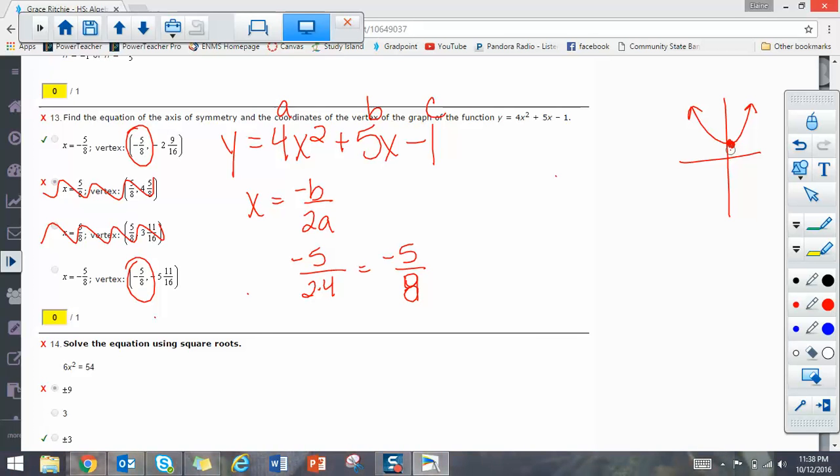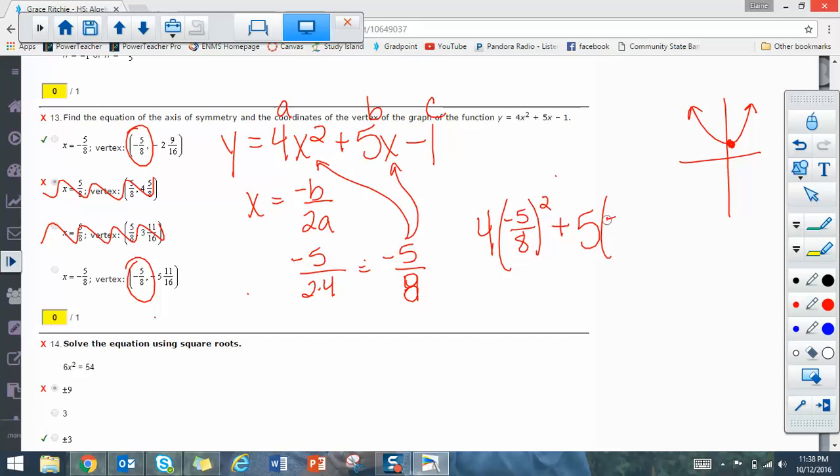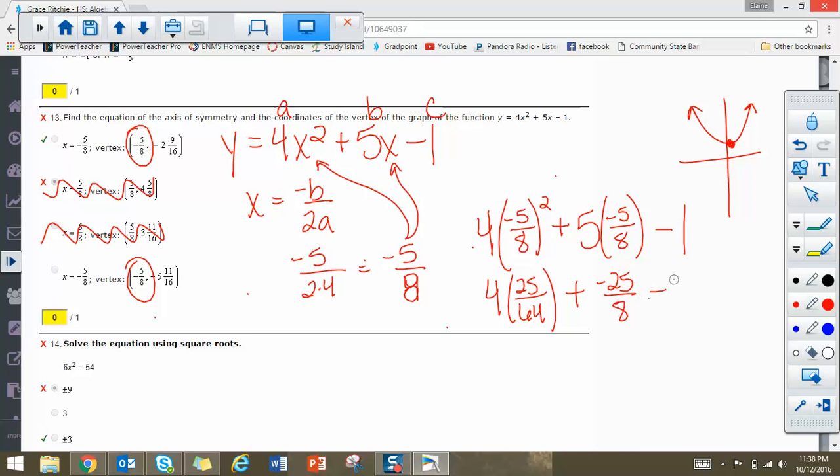So now we're going to plug this back in, and this can get a little bit messy, so make sure you have a calculator. If I plug negative 5/8 in, I'm going to plug it in here and here. So it's going to be 4 times negative 5/8 squared plus 5 times negative 5/8 minus 1. So first thing we're going to do is square the fraction. That's 4 times 25 over 64 plus, if I multiply, I get negative 25 over 8 minus 1.